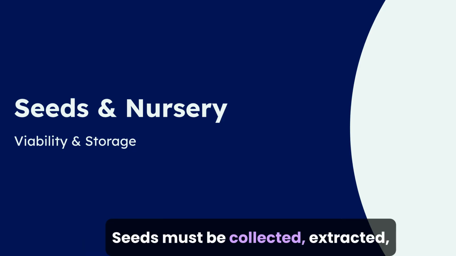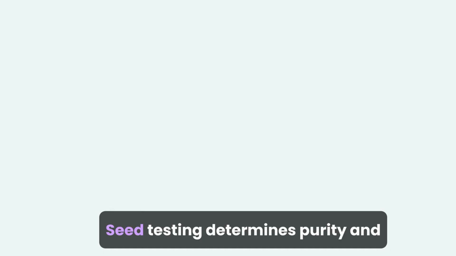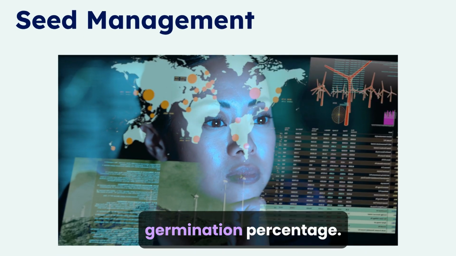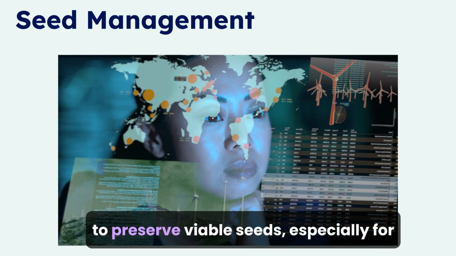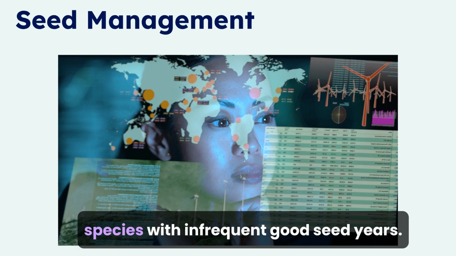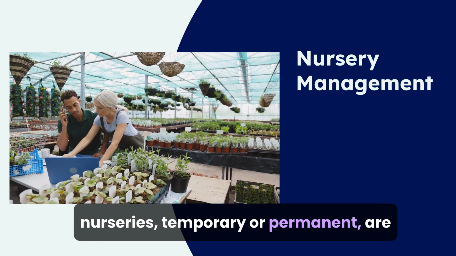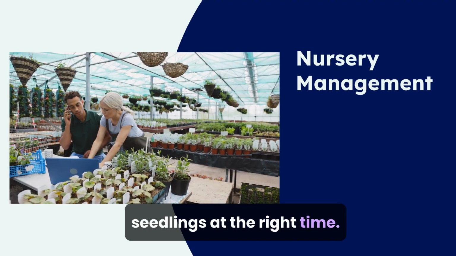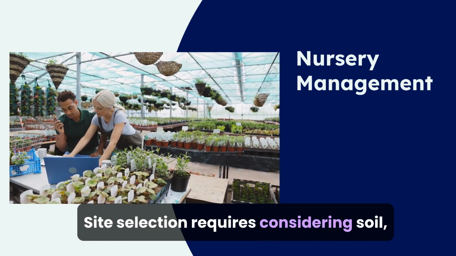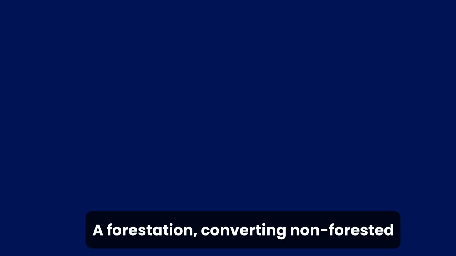Seeds must be collected, extracted, cleaned, and stored to maintain viability. Seed testing determines purity and germination percentage. Storage, whether dry or moist, is critical to preserve viable seeds, especially for species with infrequent good seed years. Nurseries, temporary or permanent, are vital for producing healthy, desired seedlings at the right time. Site selection requires considering soil, water supply, transportation, and labor availability.